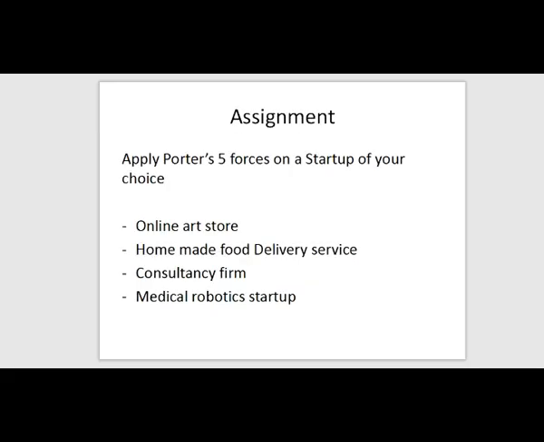You have already been given this assignment to apply Porter's 5 forces on a startup of your choice. The startup can be an online store, a homemade delivery service, a consultancy firm, or a medical robotic startup. Please make sure that you do your assignment in time.